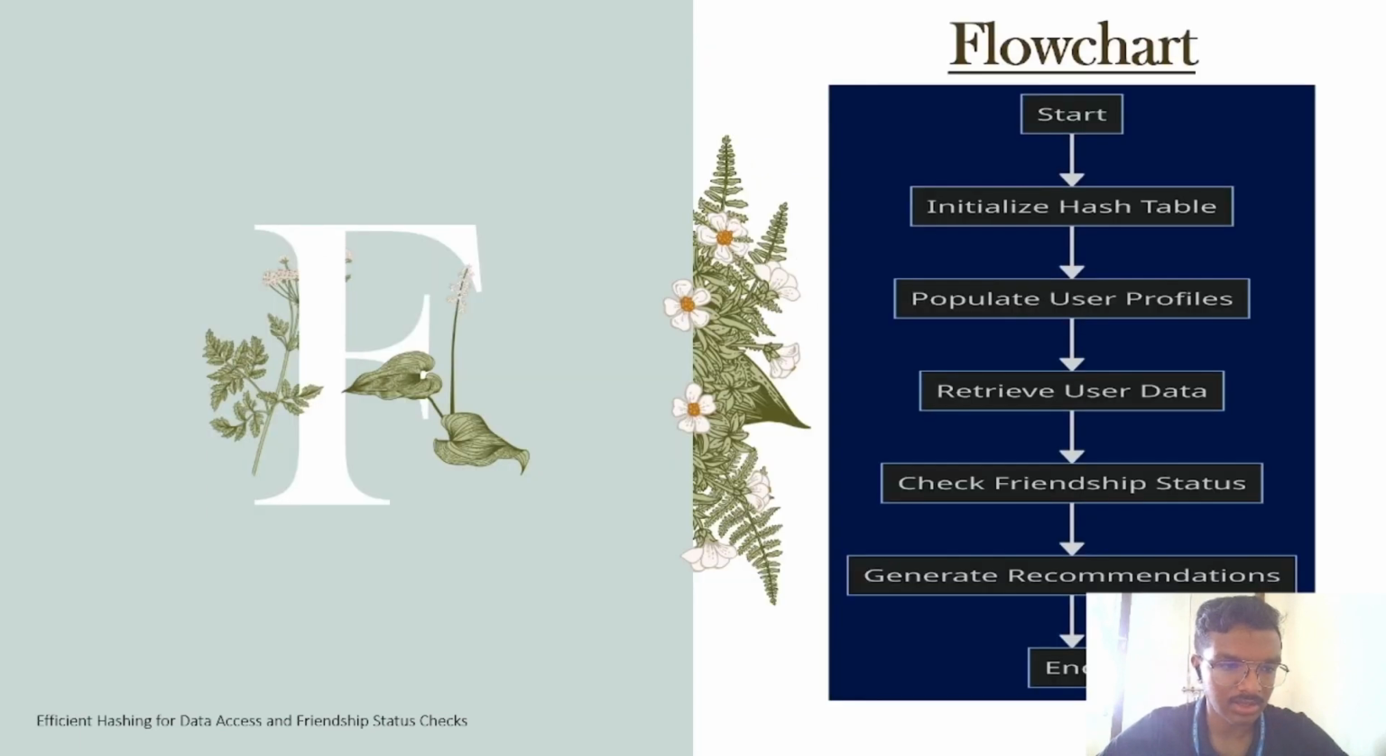The provided chart illustrates a flowchart for the second solution, which relies on hashing. It starts with start and proceeds to initialize a hash table, populate user profiles, retrieve user data, check friendship status, generate friend recommendation, and conclude with end.